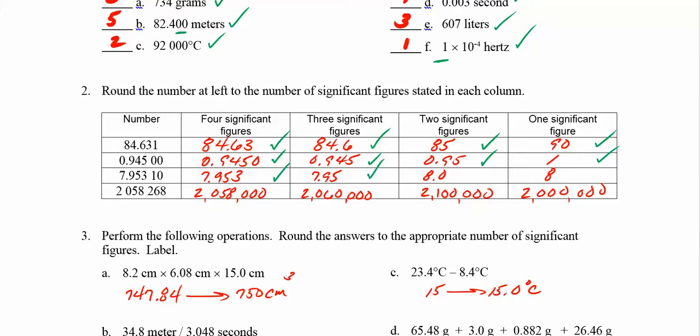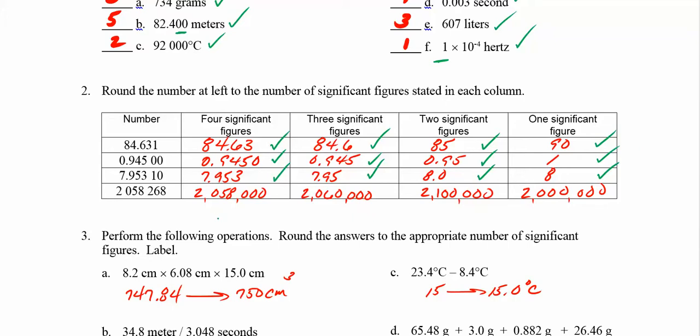7.95. Does the 5 kick the 9 up? Sure does. It kicks it up to a 10. That's going to kick this 7 up to an 8, and we have 8.0 for 2 significant figures. And finally, one significant digit would be 8.0, then 0 knocked off. It would just be 8.